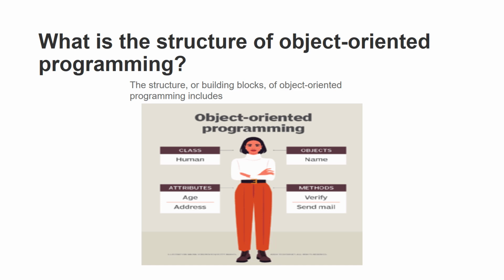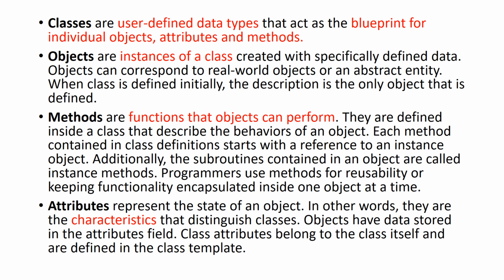This was already discussed on the earlier slide: these are the four building blocks of object-oriented programming. What are those four blocks? Class, objects, attributes, and methods. Here we can go with a detailed explanation of that.